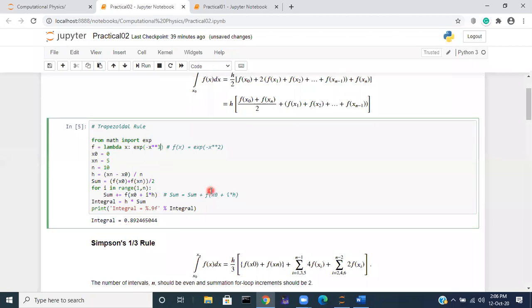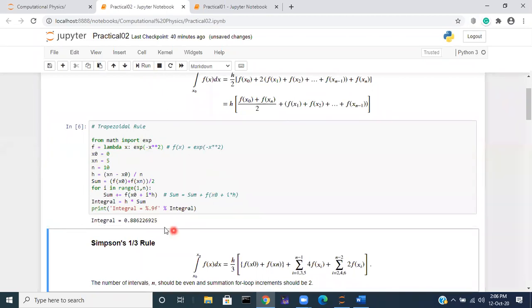The advantage of programming is that if we write a Python program and run it, we get the answer within a fraction of a second. So this is how we calculate the integral by using the trapezoidal rule. Okay, let me stop recording here.